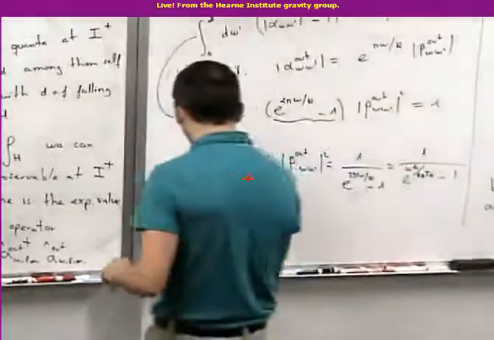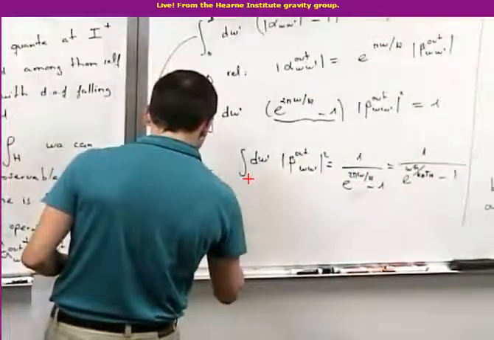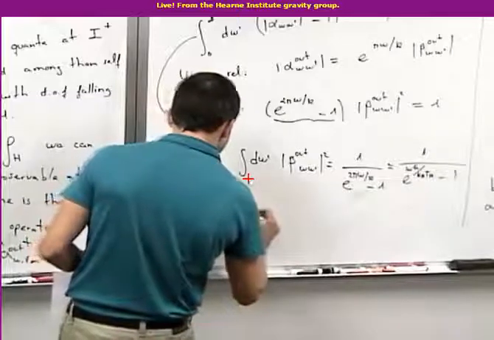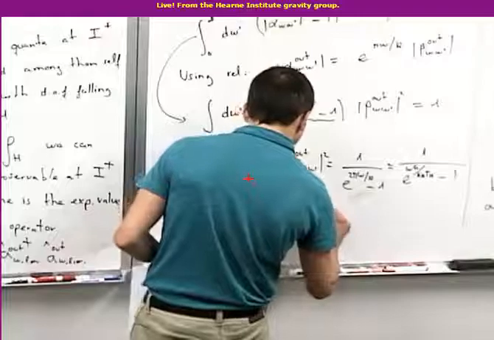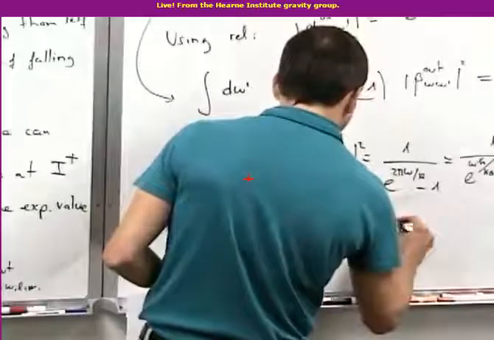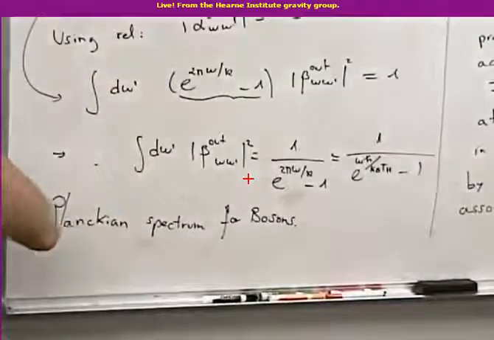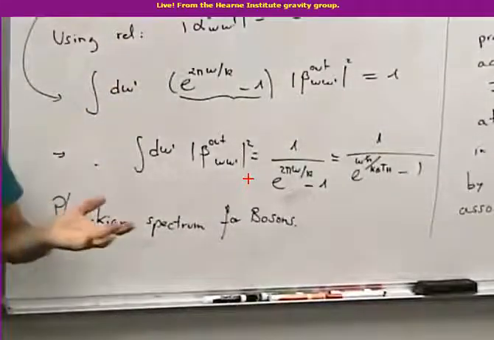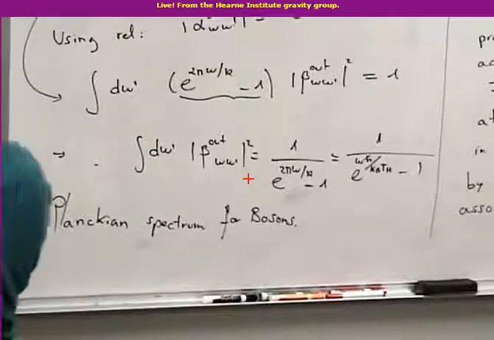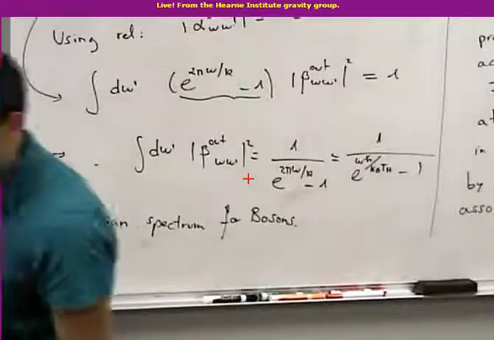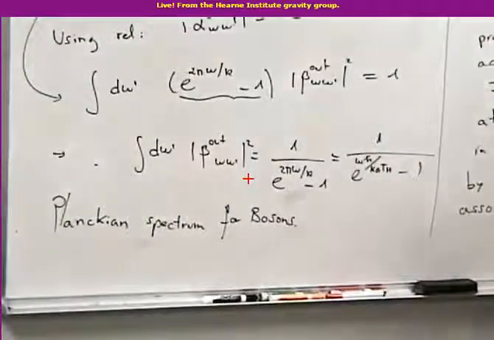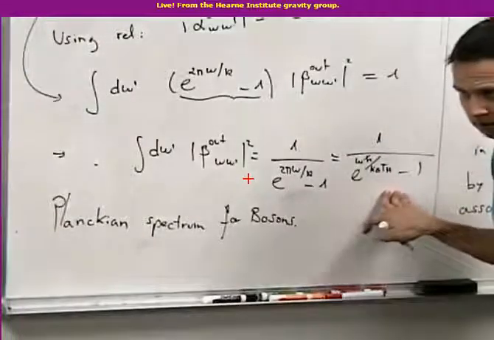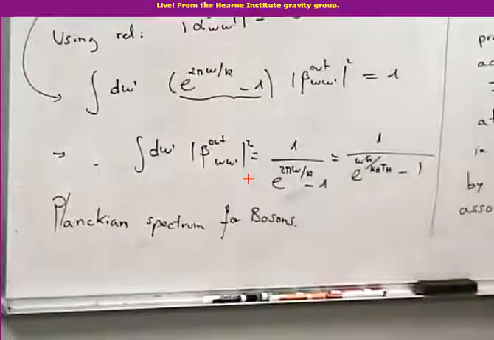And this is what we call a Planckian spectrum for bosons. The out observer, if he tries to measure the number of out quanta, will observe a Planckian spectrum, of course, because we just said that the state is thermal. This is what Hawking obtained. And he therefore said that the state is a thermal state.